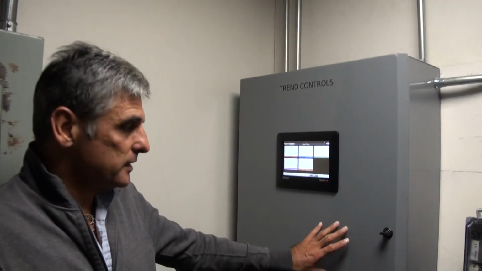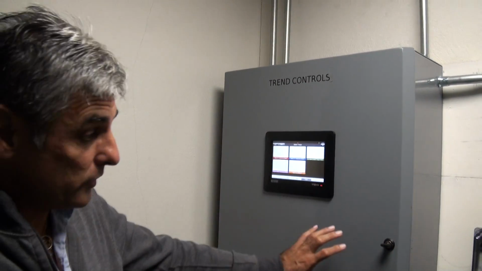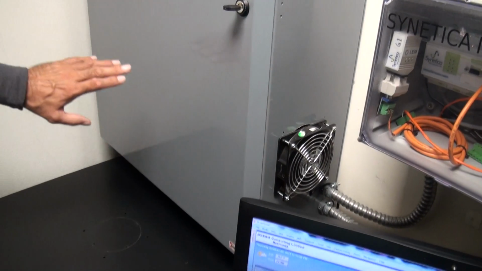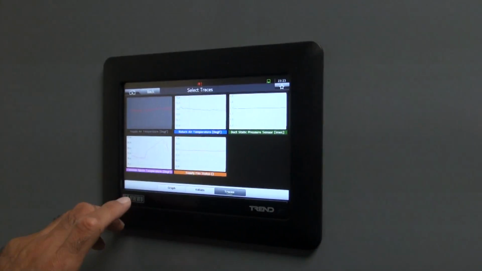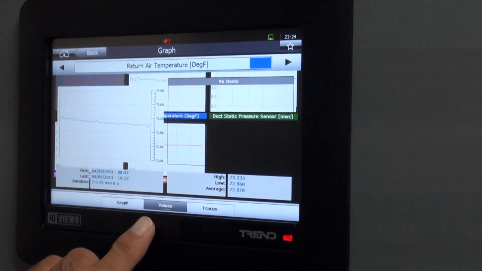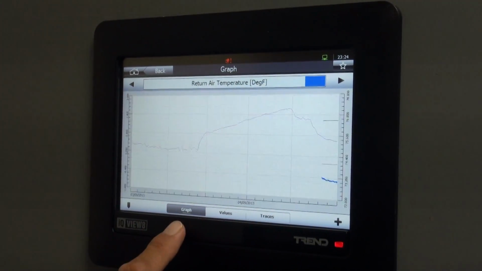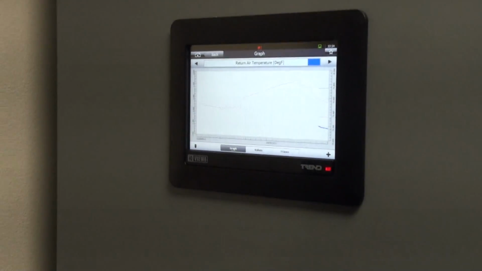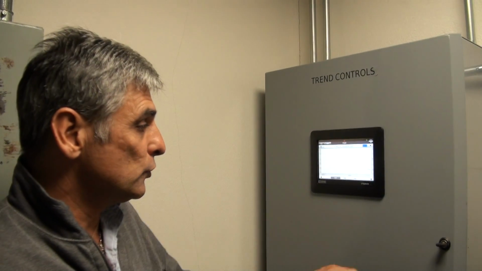Trend control system. This is the typical panel that we use. We ventilate the panel with a fan so it doesn't get hot inside. This is a touch panel where we can actually trend with graphs. We can do traces, which is what this is. We can do actual values, numerical values, and we can do a graph format. So it's a very useful maintenance tool for technicians and for engineers to see how the building's performing.